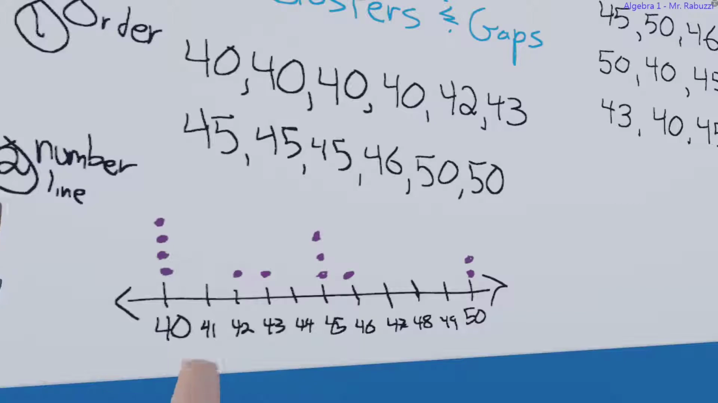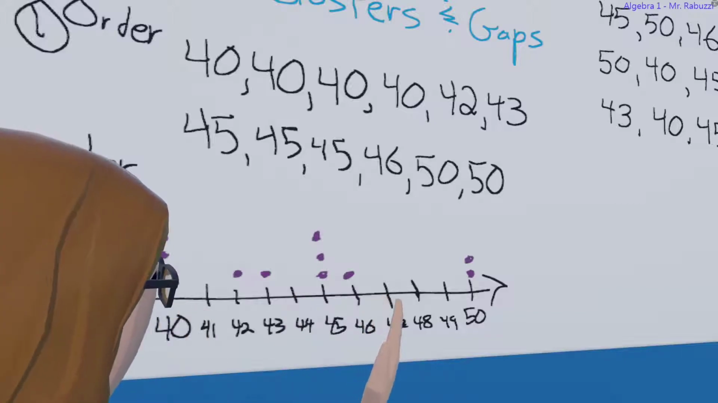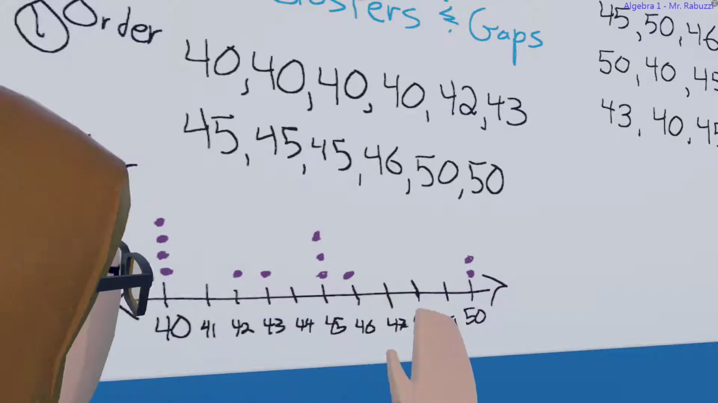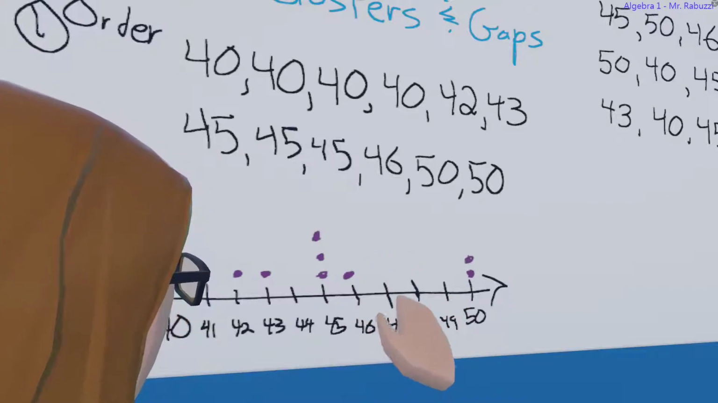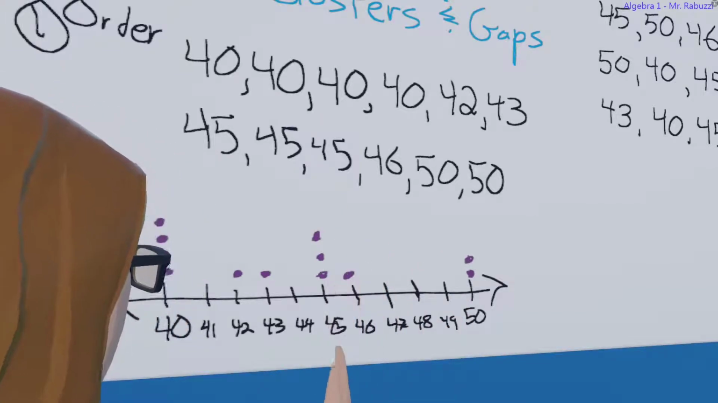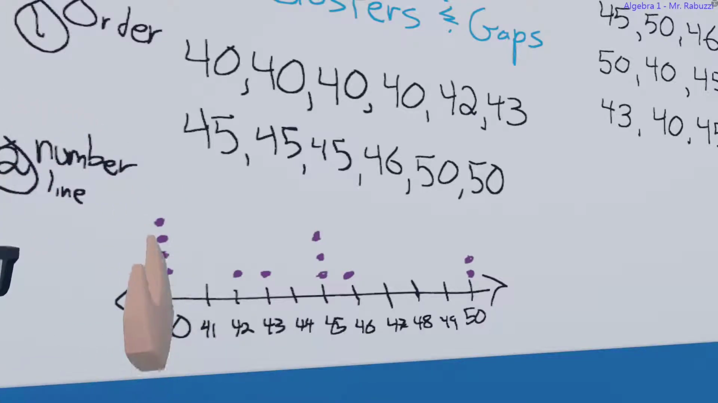So nobody scored 41, 44, 47, 48, 49. So there's a gap here where nobody got these questions right. But a lot of people could get 45 questions right. A lot of people could get 40 questions right. And a couple people got perfect.